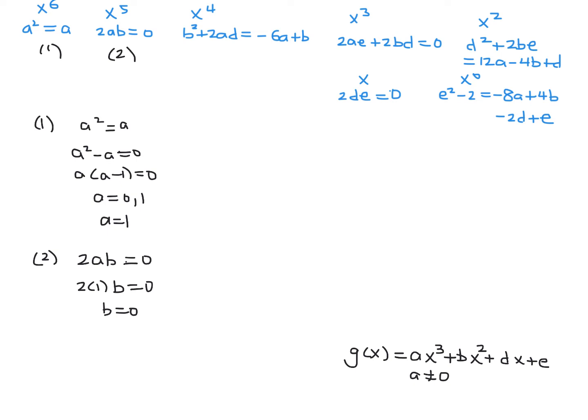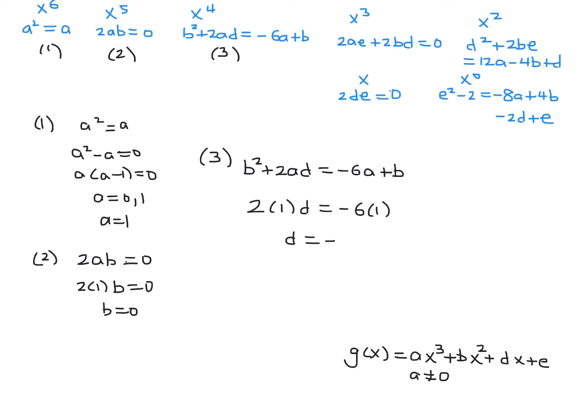Where do I want to go next? Let's try this one here. I think this should be helpful. 3 tells me that b squared plus 2ad is equal to minus 6a plus b. So b is 0, and a is 1, and this is 1, and b is 0. So this leaves me with d is negative 3.